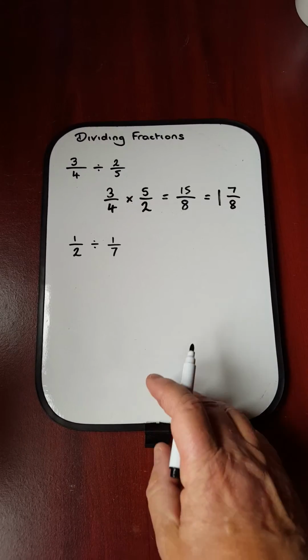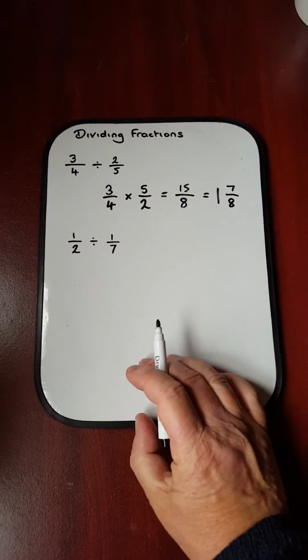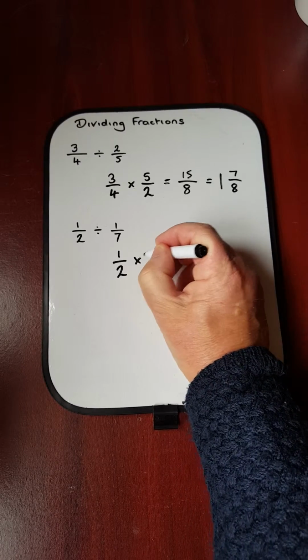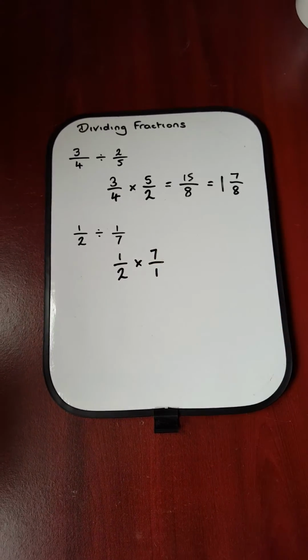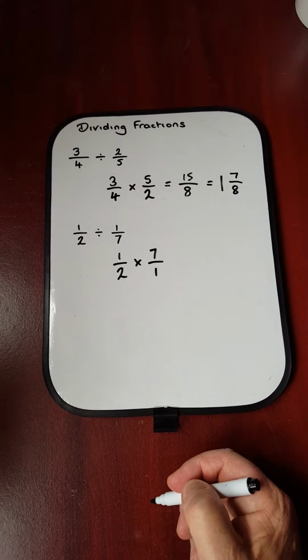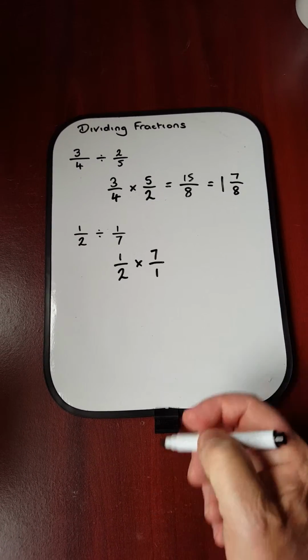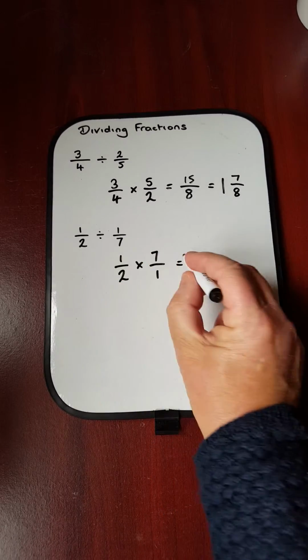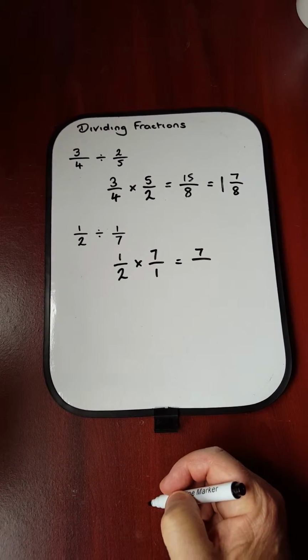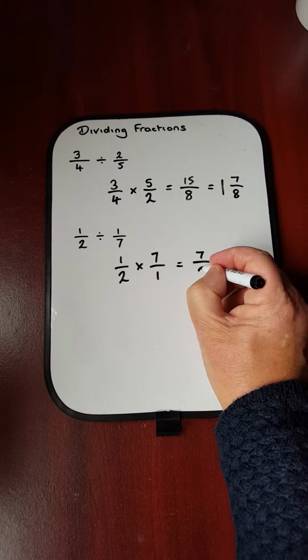Let's look at the next one. A half divided by a seventh. So keep the first fraction as it is. Multiply by the second fraction, which has been turned upside down. So 1/2 times 7/1. Multiply across the top. 1 times 7 is 7. Multiply across the bottom. 2 times 1 is 2.